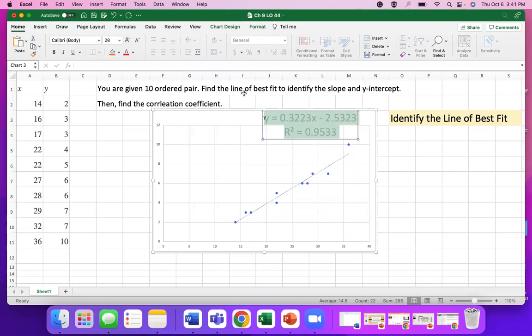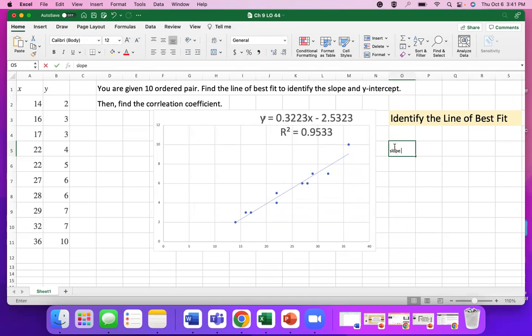Okay, so we see our slope. I know that my slope is 0.3223. That means for every... Okay. Remember, the slope is the change in y over the change in x. So for every increase in x, my y increases about 0.3223. Okay, so that's the y value over 1 x.